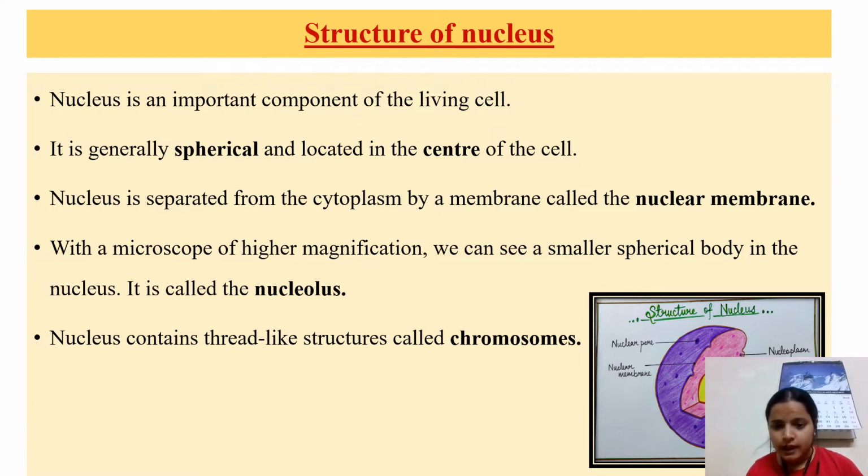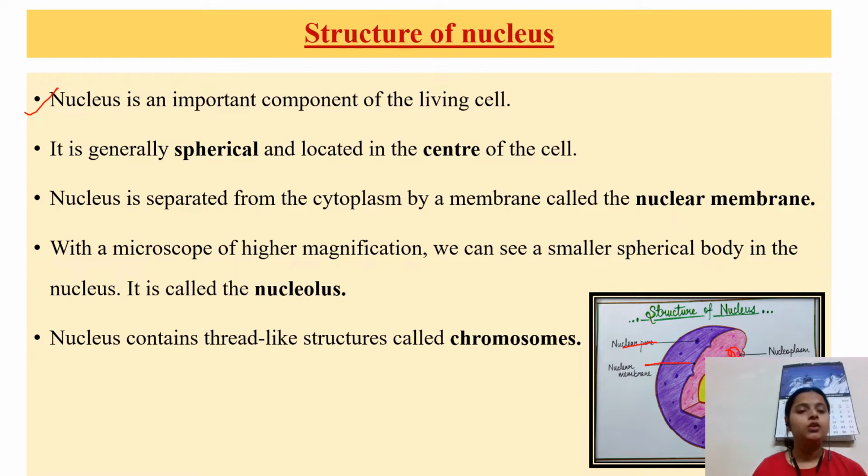In this, I have made nuclear pore. Nuclear pore is also there. Nucleoplasm is there. This is the nucleoplasm. Then nucleolus. This is called the nucleolus. And this part is called nuclear membrane. Okay. So now let's see the structure of nucleus. I have some bullet points. Let's read out the points.